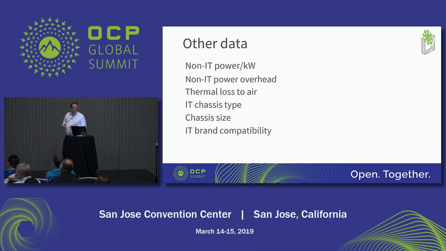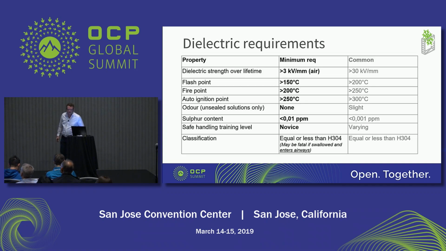Now, there's a lot of other data that we want manufacturers and vendors to make available towards the market, and these are all related to efficiency figures, things that you might not be considering yet, simply because it's still a very new technology. But there is such a thing as thermal losses to air. If a system is losing, let's say, 10 or 15% of that thermal energy to the air environment, you still are going to need CRAC units, simply to cool down that thermal loss. These figures are becoming relevant. The chassis type, chassis size, compatibility of brands, these things are all going to factor in.